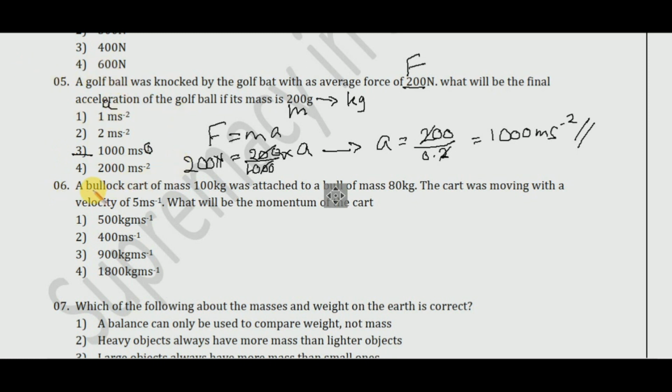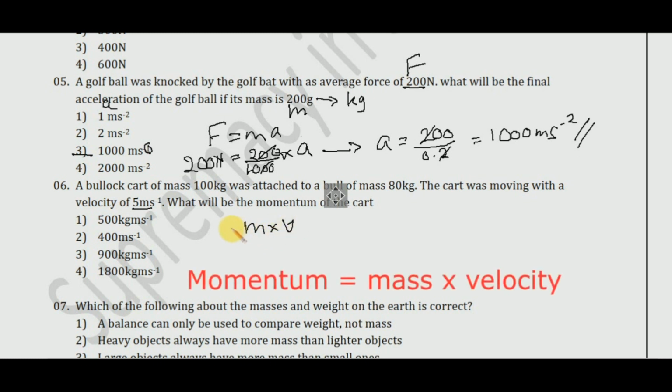We go to question number 6. A bullock cart of mass 100 kilogram was attached to the bull of mass 80 kilogram, and the cart was moving with a velocity of 5 meters per second. What will be the momentum of the cart? Now a different question. We discussed F equals ma. Now about momentum. You know that momentum means the mass into velocity product. Momentum equals mass into velocity. Right. You are just substituting. This is an easy answer.